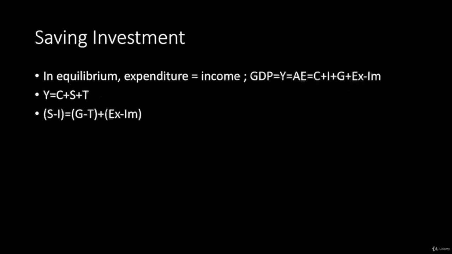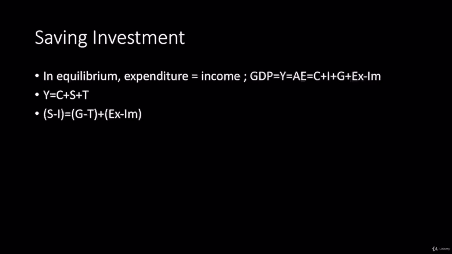Why is that so important? Once we got this idea that GDP is aggregate expenditure, is C plus I plus G plus net exports, they should be equal to income. And I keep saying they should be because sometimes they're not. And when they're not, something interesting happens. So let's say they are equal for now.